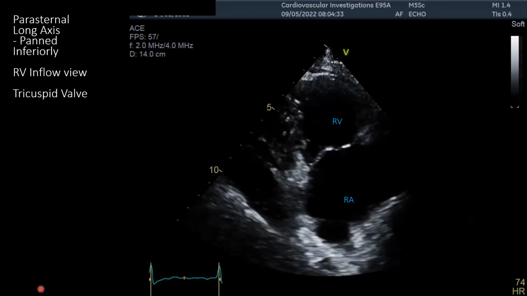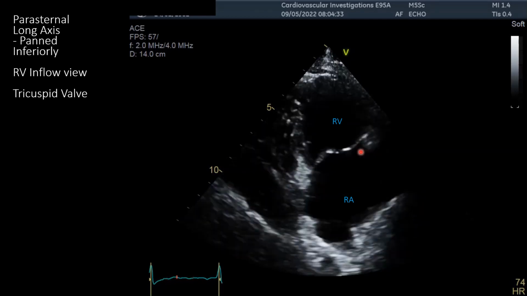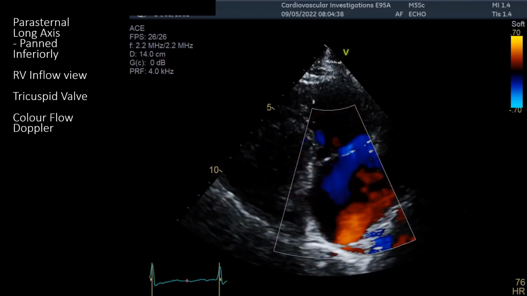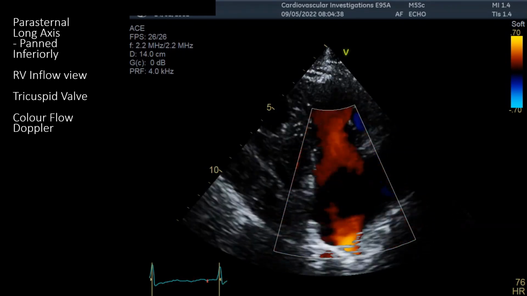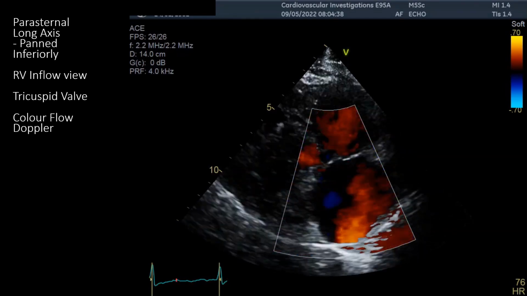So closest to the probe is the right ventricle. This is the tricuspid valve between, and then the right atrium. Here we can look for any regurgitant flow across the tricuspid valve.